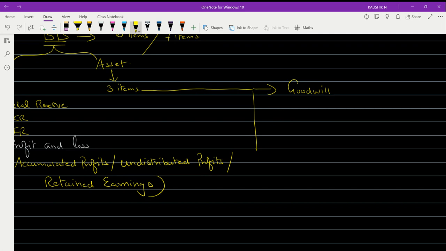Number one, goodwill. Goodwill appearing inside the balance sheet denotes that it is purchased goodwill. Goodwill is of two types, purchased goodwill and self-generated goodwill. But the self-generated goodwill will not be recorded in the books of accounts according to the guidelines of AS 26. So only the purchased goodwill will be recorded in the books of accounts.